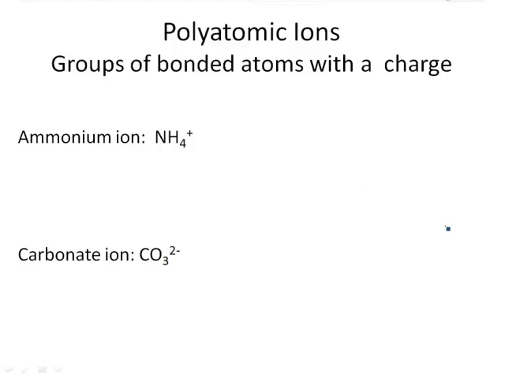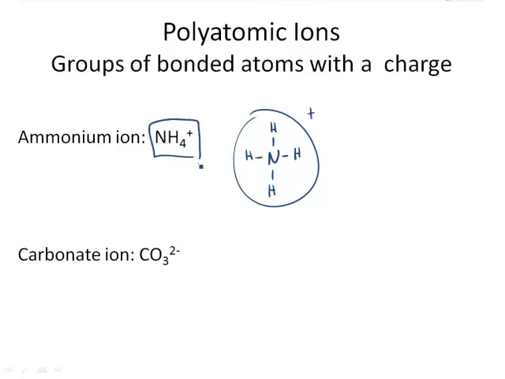Now let's talk about polyatomic ions. Instead of being atoms that have gained or lost electrons, polyatomic ions are molecules that have gained or lost electrons. So ammonium ion is formed by a nitrogen bonded to 4 hydrogens, where the overall structure has a positive charge. And so that's NH4 plus.